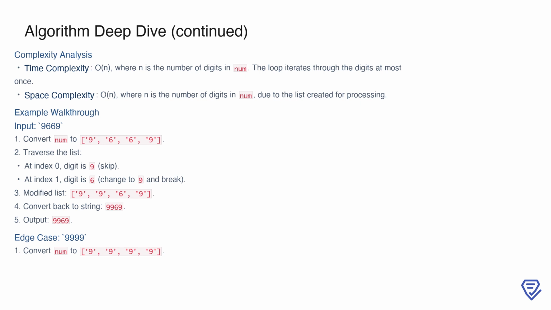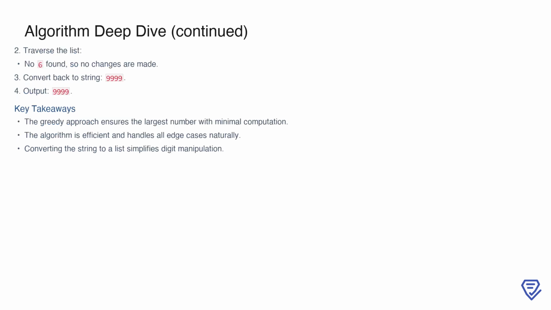For an edge case like 9999, we convert the input to a list, but since no 6 is found during traversal, no modifications are made. The output remains 9999. In the example of 9999, the lack of any 6 means no changes are needed, so the algorithm simply converts the list back to a string and returns 9999 as the output. This demonstrates the natural handling of edge cases by the algorithm. The key takeaway here is that the greedy approach of prioritizing the leftmost 6 ensures the largest possible number with minimal computation.